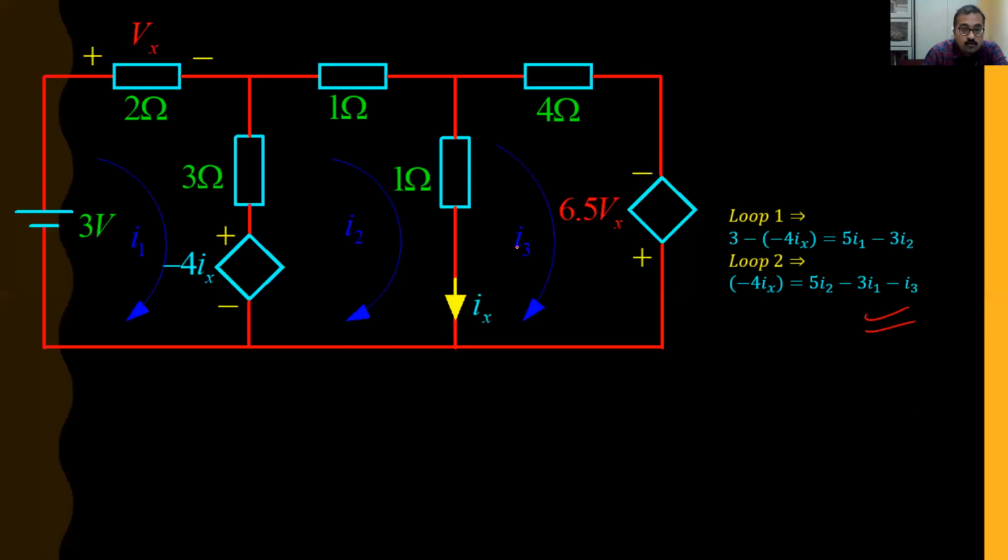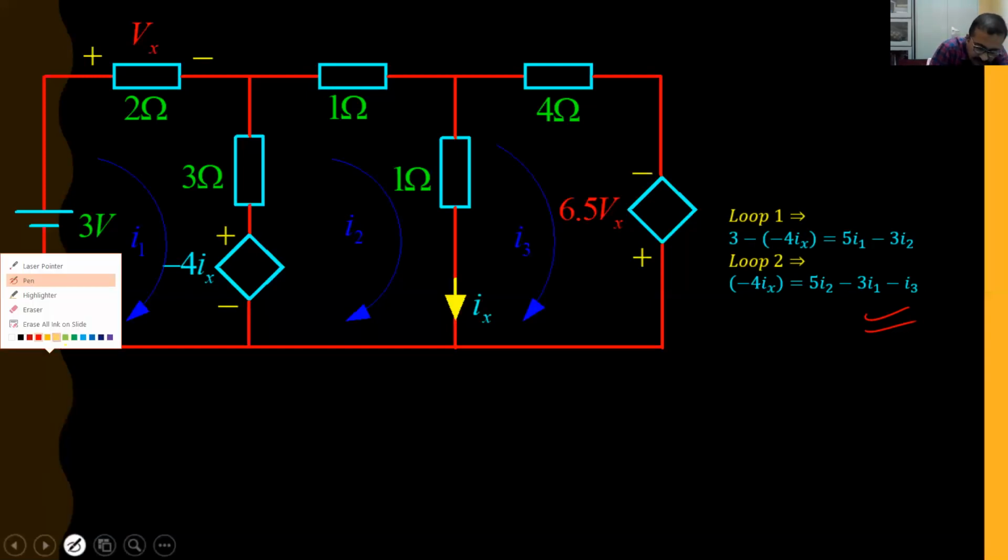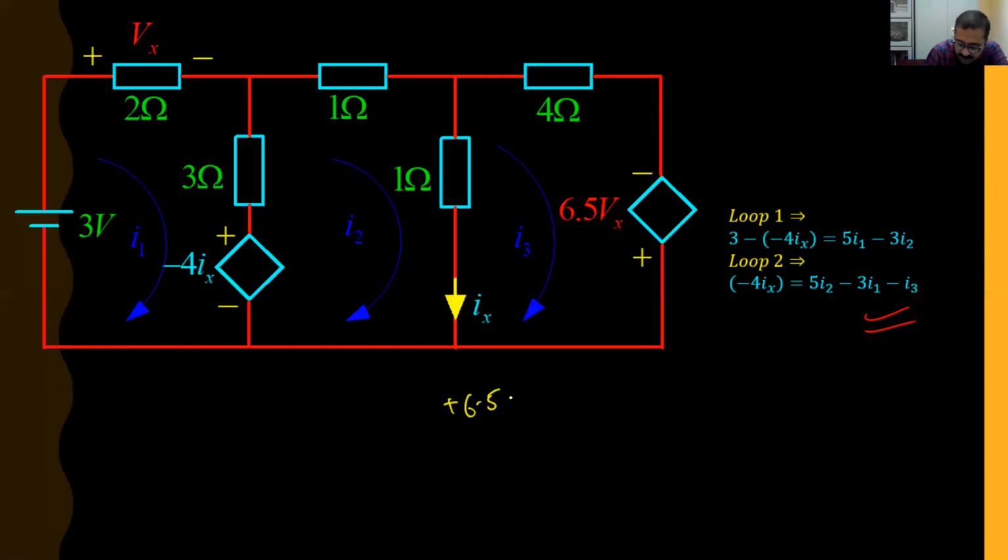Okay, coming to loop 3. For this assumed current direction, minus 2 plus potential rise. So plus 6.5Vx, I can write plus 6.5Vx must be equal to what? The drop. What will be the drop? 1 into I3 minus I2, plus 4 into I3.